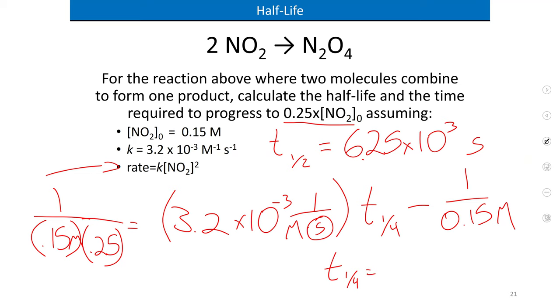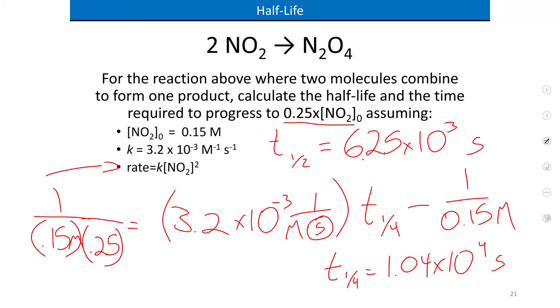Time to get to a quarter of what we started with is what? Should be more, I believe it's more than double. Yeah, I got a 10,400. A little bit lower. 10,400.